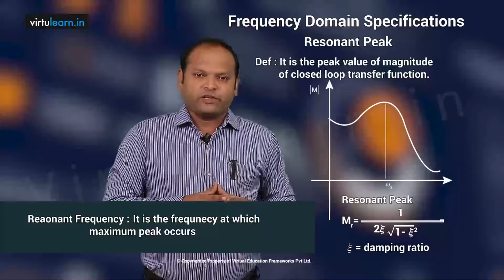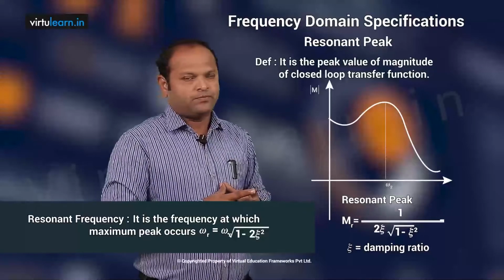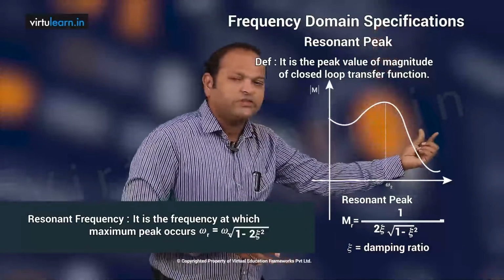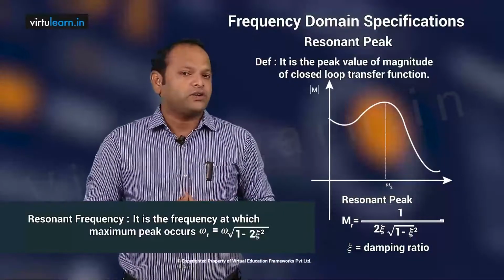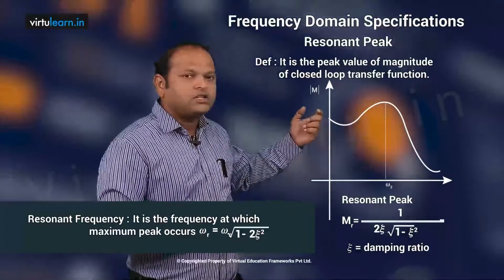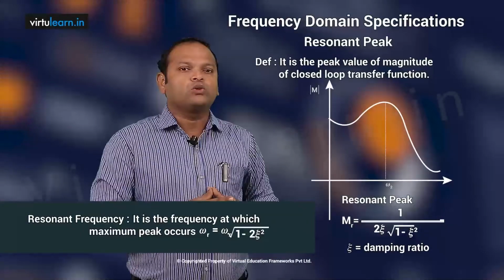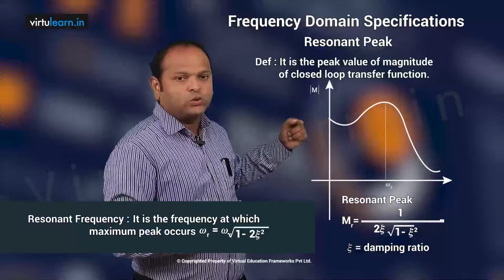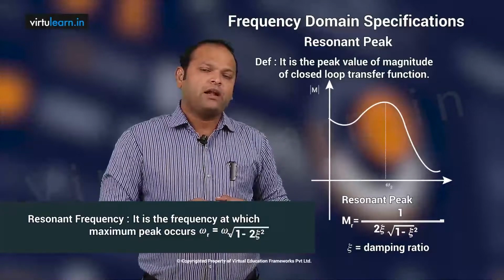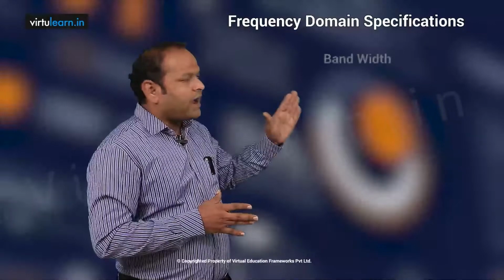Similarly, resonant frequency is the frequency at which the resonant peak occurs. We know the graph here. This is the resonant peak and the peak occurs at this frequency. This frequency is called the resonant frequency, and we can easily derive it for the second order system, and it is going to be omega r equals omega n into under root 1 minus 2 zeta square. These two, resonant peak and resonant frequency, are similar to maximum peak and peak time in time domain specifications.